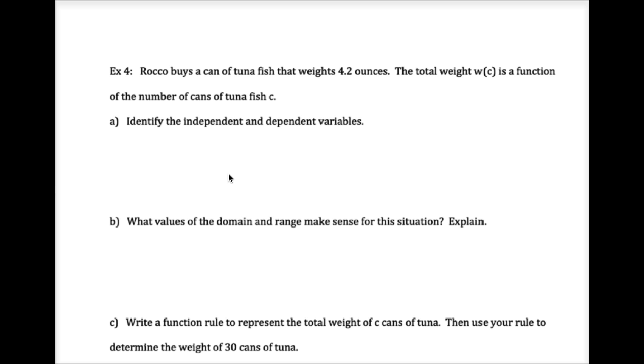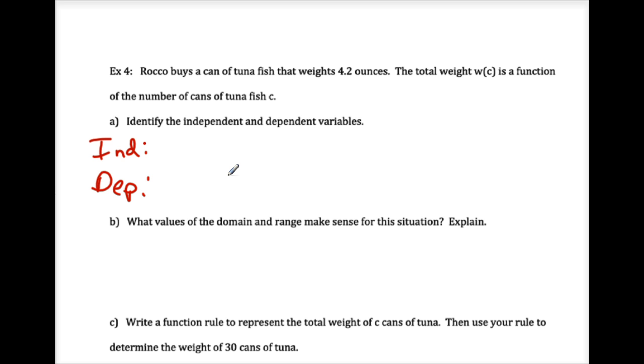All right. Let's see if we can identify the independent and dependent variables. You're going to get better at this. Independent, dependent. Which one depends on the other? If you're confused about it, and a lot of you are right now, that's okay. Say it both ways. Does the weight depend on the cans, or do the cans depend on the weight? The weight depends on the cans. It's so clear that way.